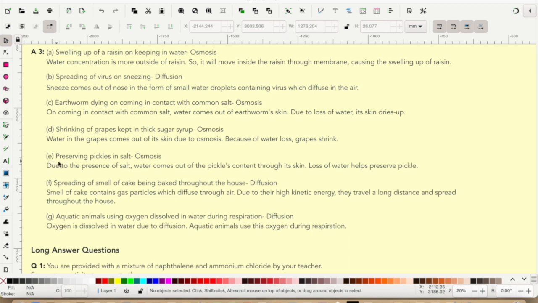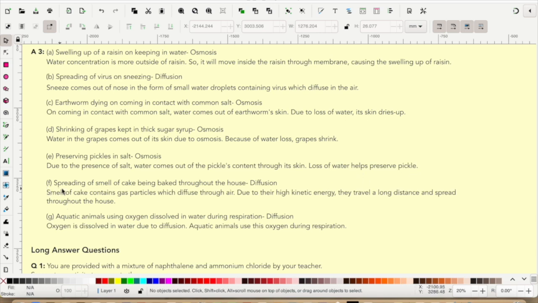Next part, preserving pickles in salt is osmosis. Due to the presence of salt, water comes out of pickle's content through its skin. Loss of water helps preserve pickle.